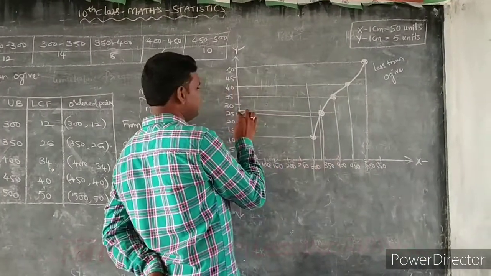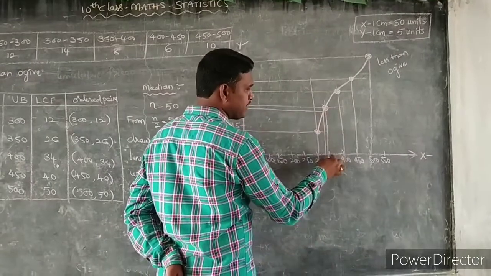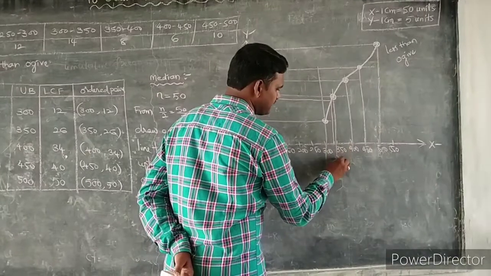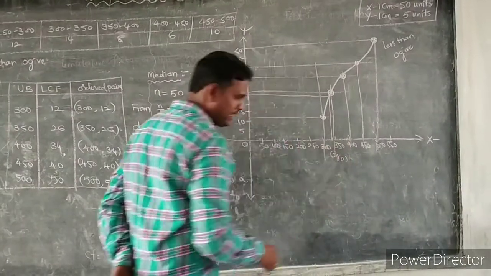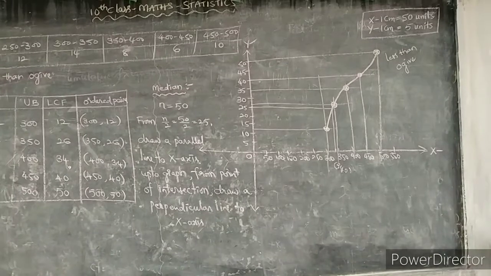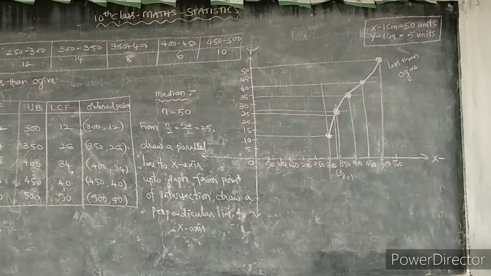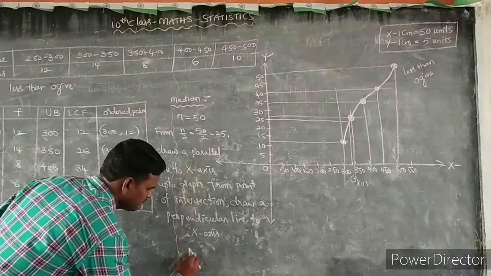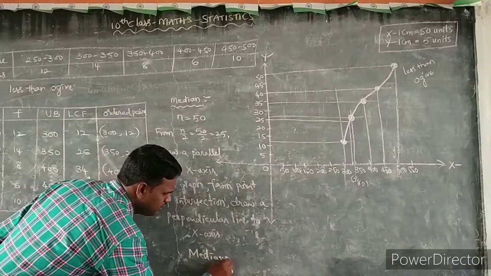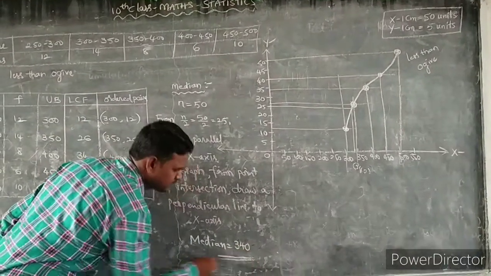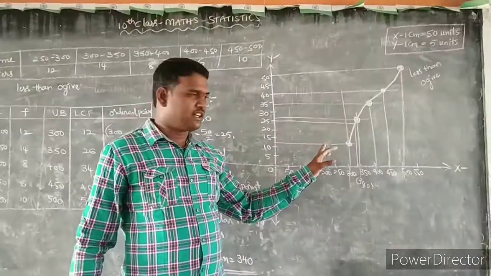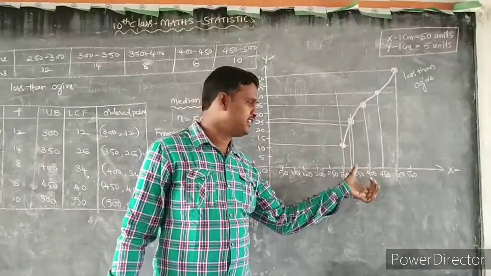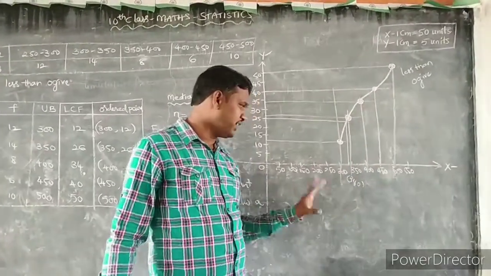If you observe here, the value 26 is at 350. Now 25 is just less than 350. This is around 340. What is the median here? The median is 340. From the graph we will get an accurate value. Median is equal to 340. If it is original graph paper, we will get an accurate value. Whether it is 340 or 341 or 342, we can find out easily.